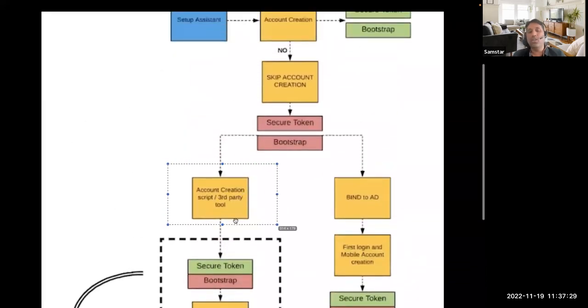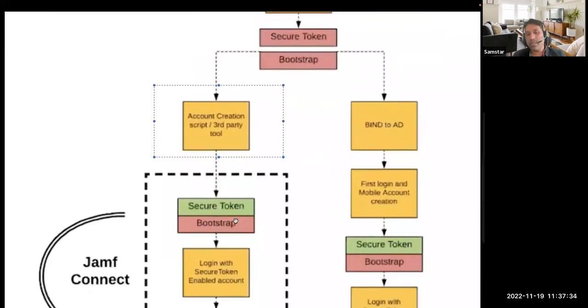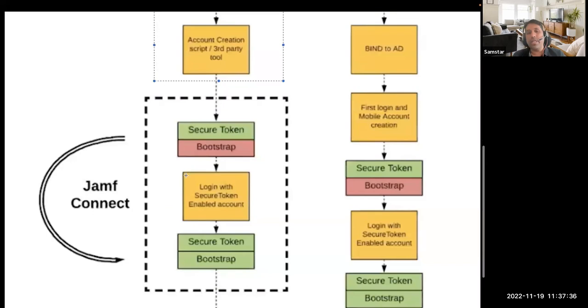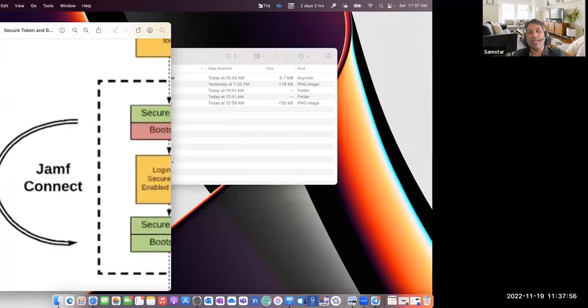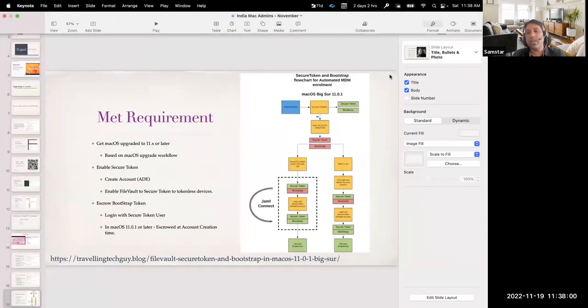In the same way, we can also use a third party application or script to do that. In my example, we have Jamf Connect. During the initial first login of Jamf Connect, it can create an account for you, which will give you a secure token. Once you have the secure token and you log in, it gives you a bootstrap and uploads it to Jamf binary. I'm sure I have not justified this slide, but this is how it works.